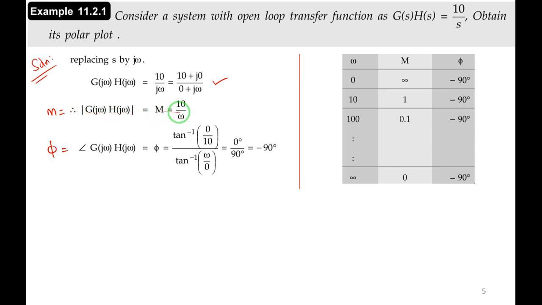How to calculate magnitude? Numerator, under root of 10 square plus 0 square, so I am getting 10. Then denominator, under root of 0 square plus omega square, I am getting omega. This is the magnitude, 10 by omega.